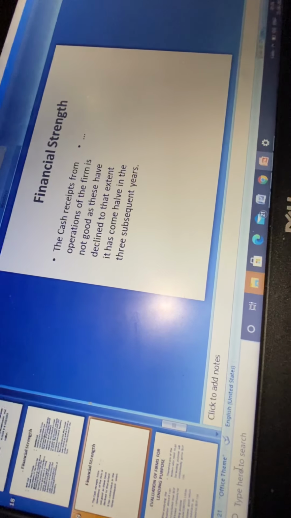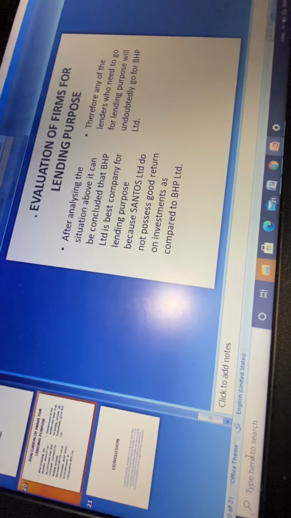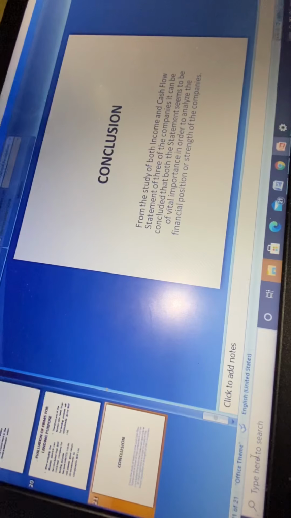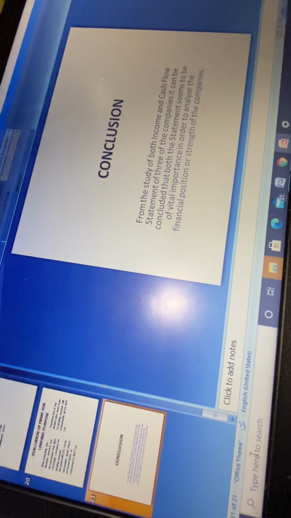And if we go for the evaluation for lending purposes, Santos Limited is not said to be a good one, because it doesn't possess a good return on investment as compared to BHP Limited, while BHP Limited is considered to be the best firm for lending purposes, because it has a lot of cash from operating activities. So for the conclusion, we can say that the income statement and the cash flow statement of the three companies were of vital importance, which have given us much knowledge about the three companies. Thank you.